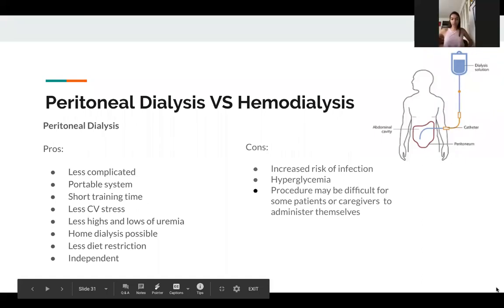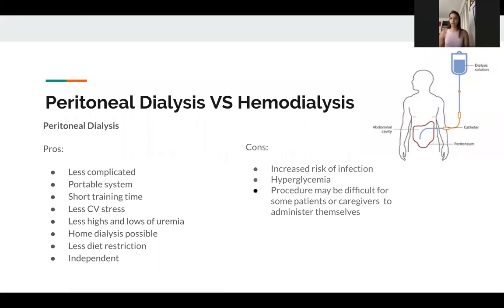All right, and so since we are anticipating he'll need dialysis in the future, we just wanted to touch on the difference between peritoneal dialysis versus hemodialysis. So peritoneal dialysis is in the peritoneal space, and it uses the peritoneal membrane to filter the waste products, and this can be done at home.